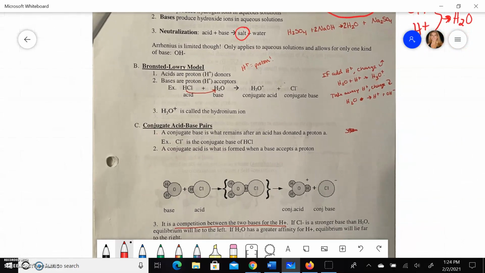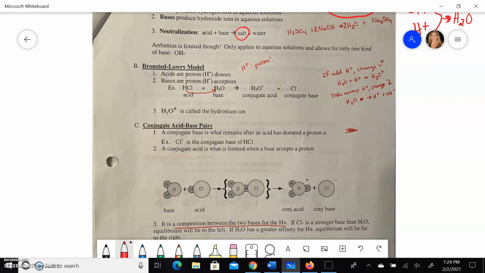So the Bronsted-Lowry model is a better model because it's showing the transfer of the hydrogen, and the base does not have to be the hydroxide. So the base is going to receive the H+. It could be hydroxide, but it doesn't have to be. And so what's going to happen is that you have a transfer of the H+ from the acid to the base. So notice that the arrow is going from the acid to the base.